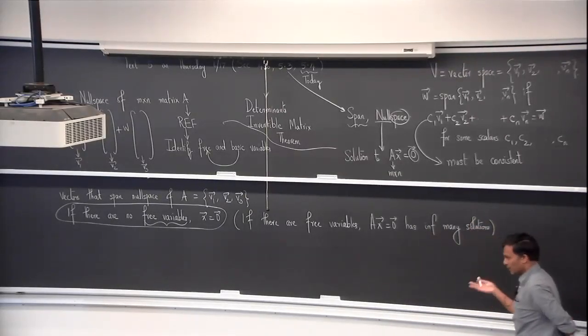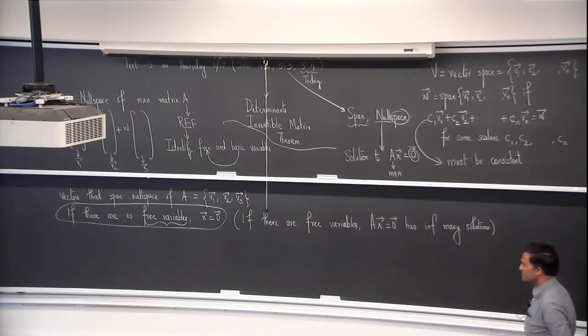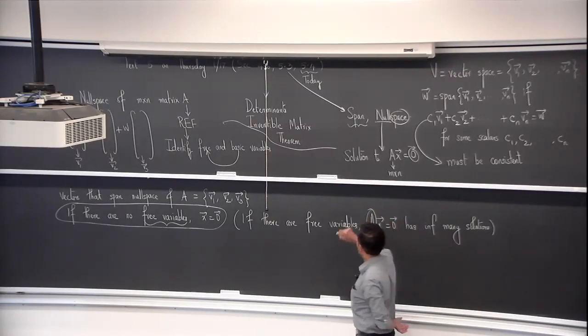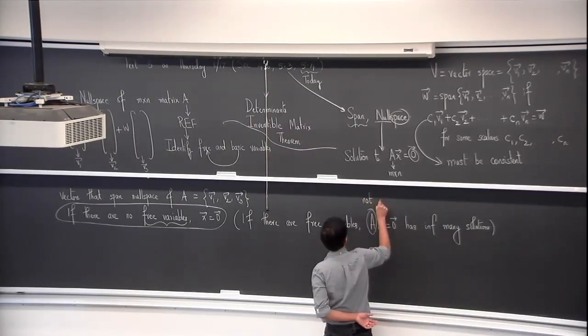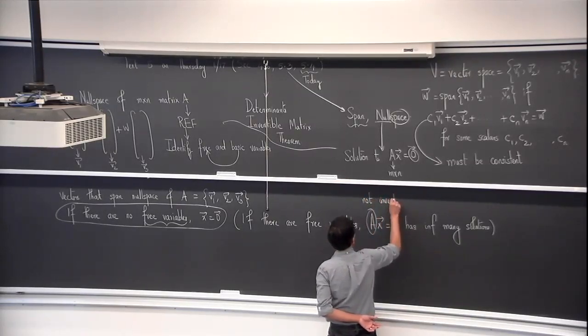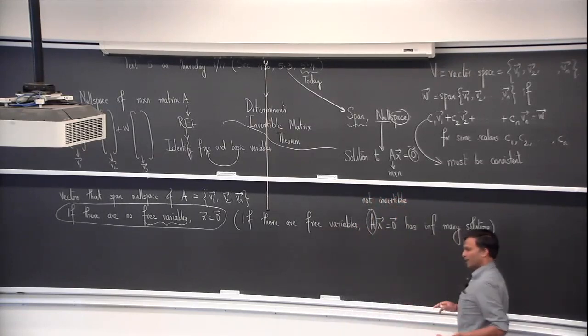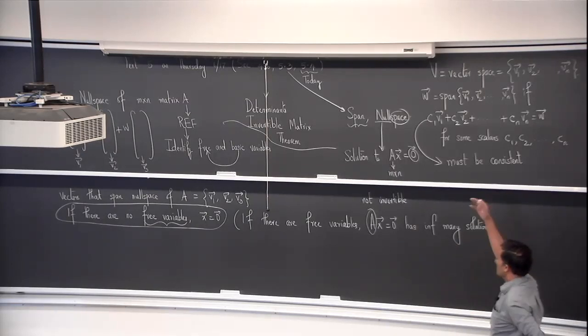Including x equal to 0. That is just one of them, but there are many others. And which automatically means that A is no longer an invertible matrix. Because if it is invertible, that solution would have been unique. Those are statements you need to go back and forth on in the invertible matrix theorem.